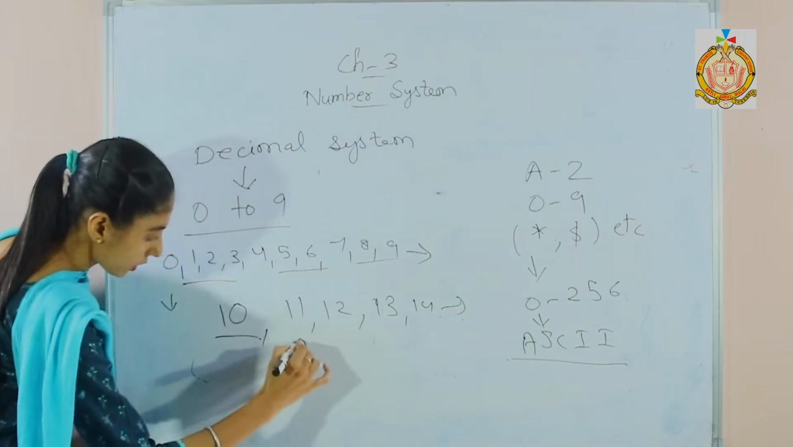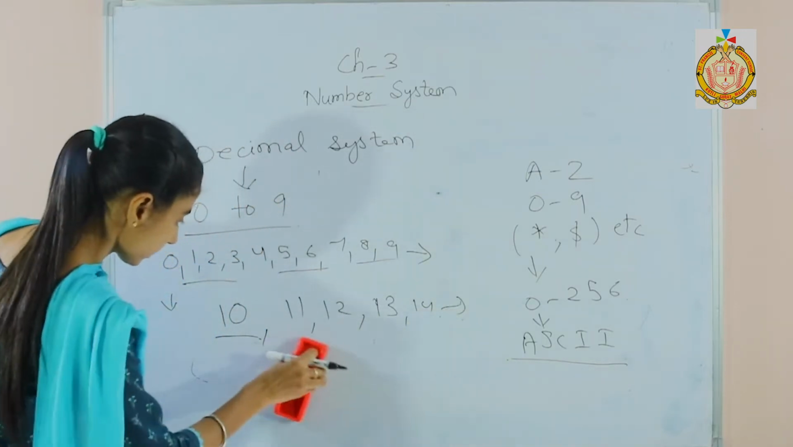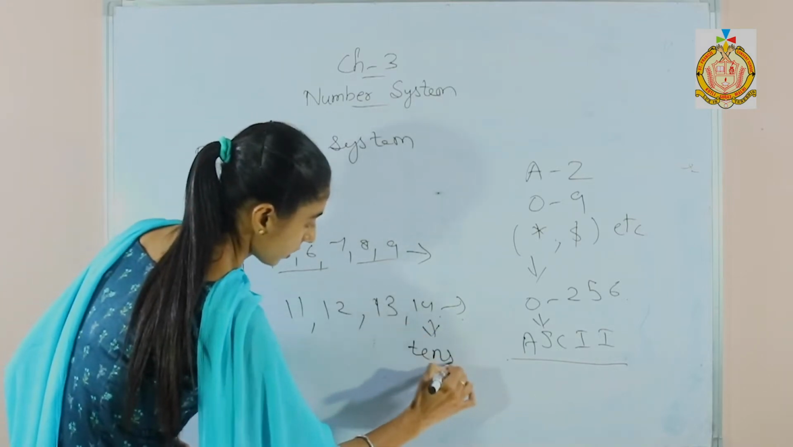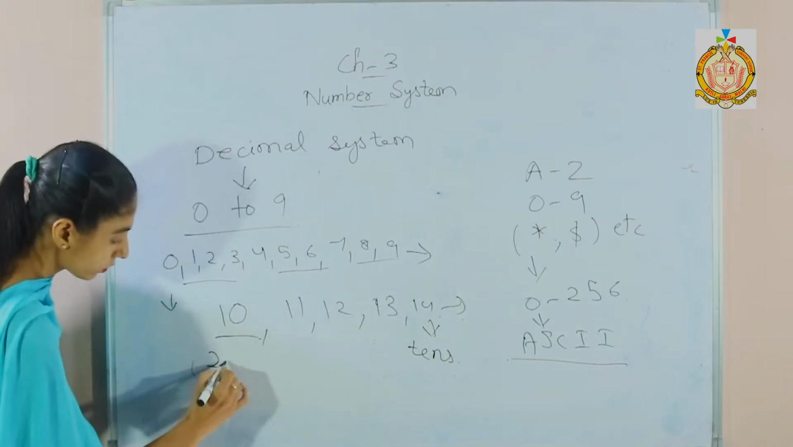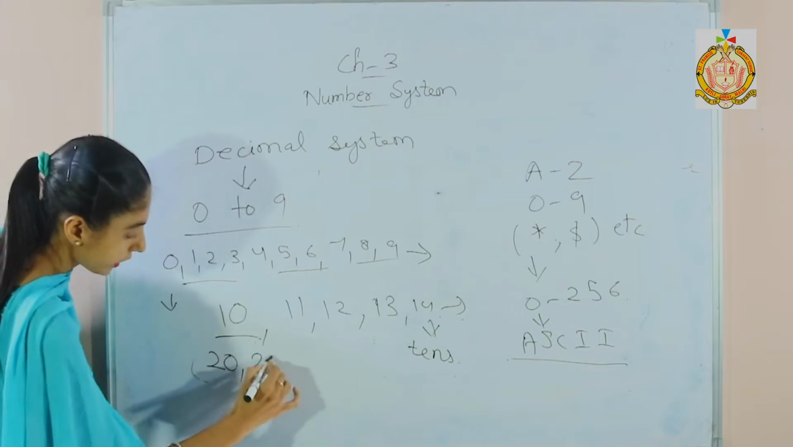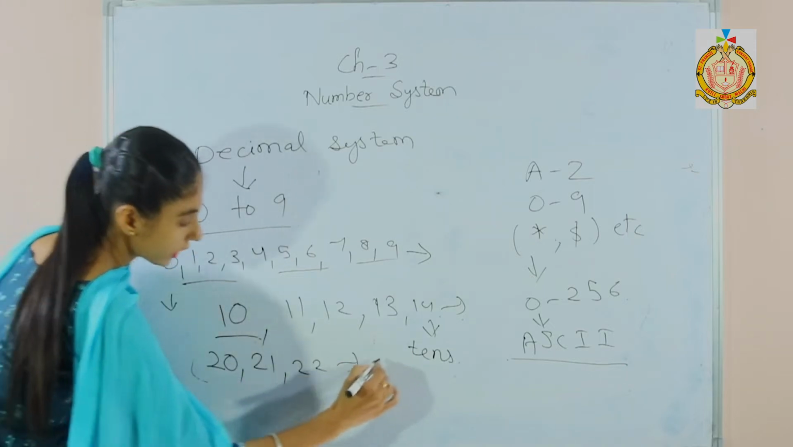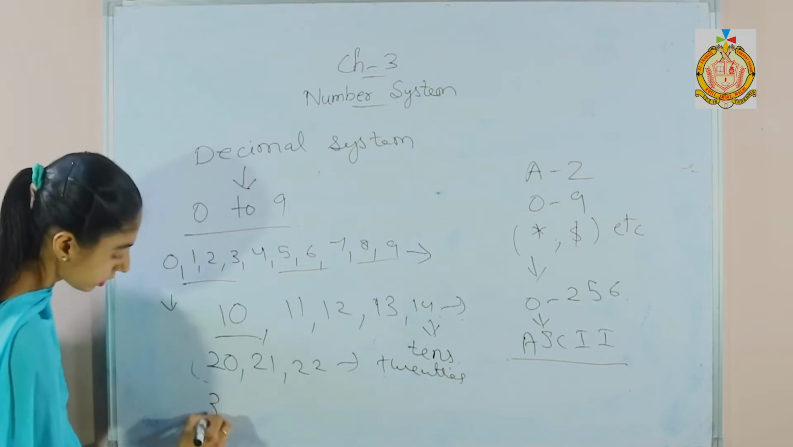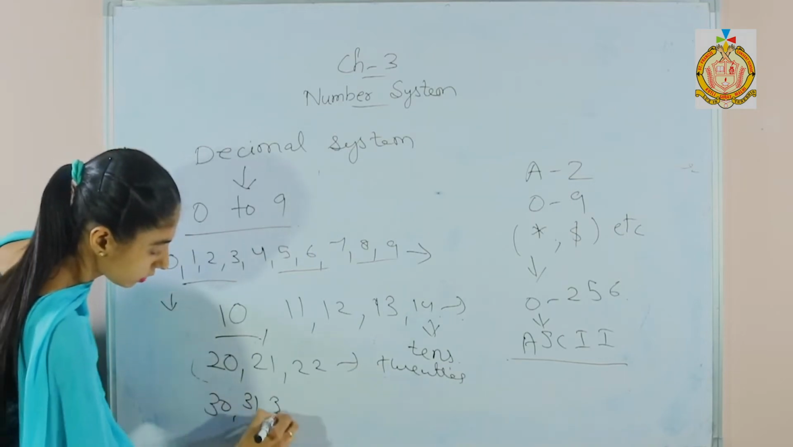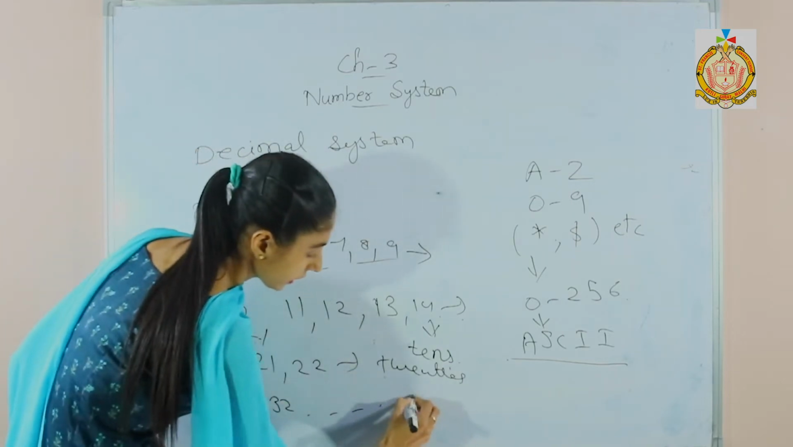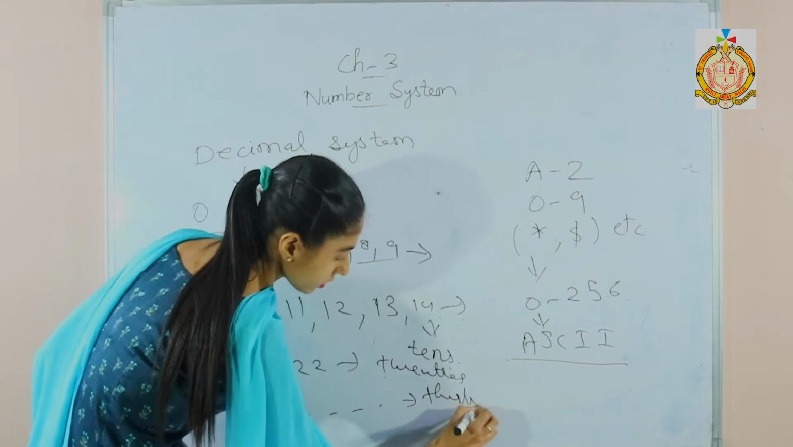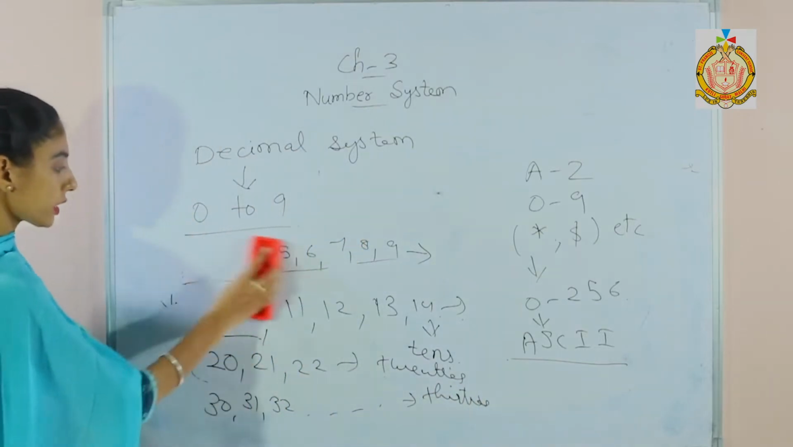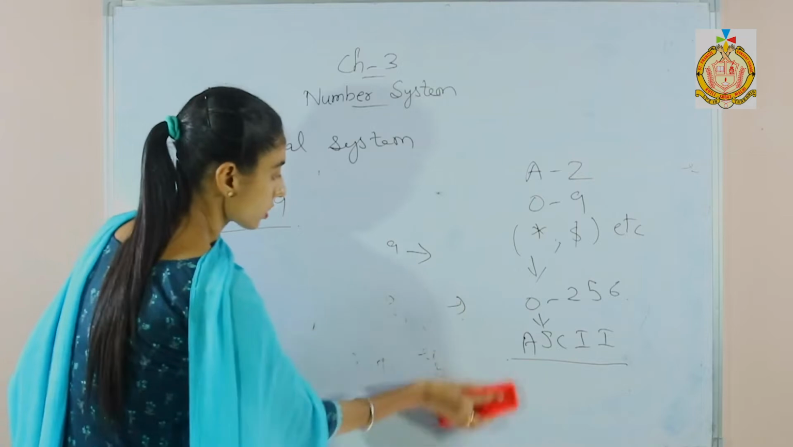It is called tens. In the next numbers, 20, 21, 22, it is called 20s. Next 30, 31, 32, and so on up to 39, it is called 30s. As it is, you can write the values.